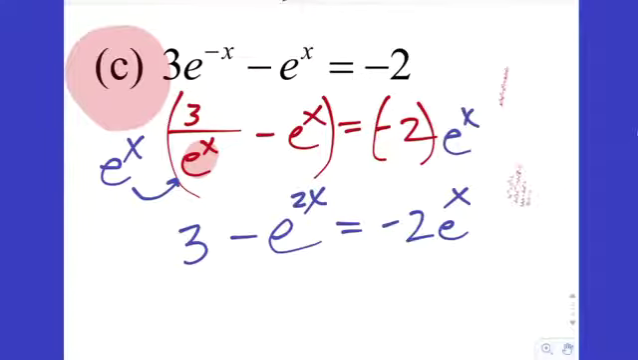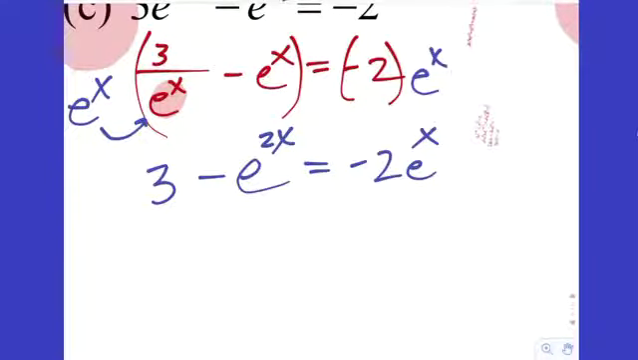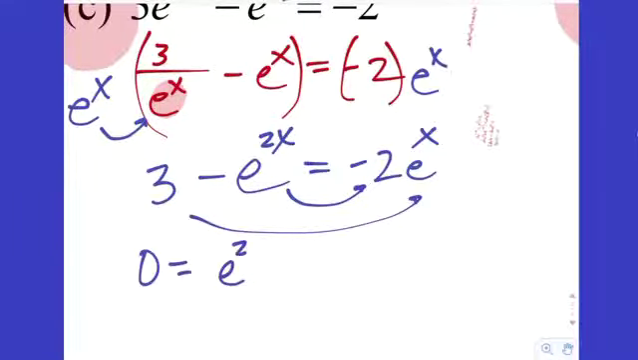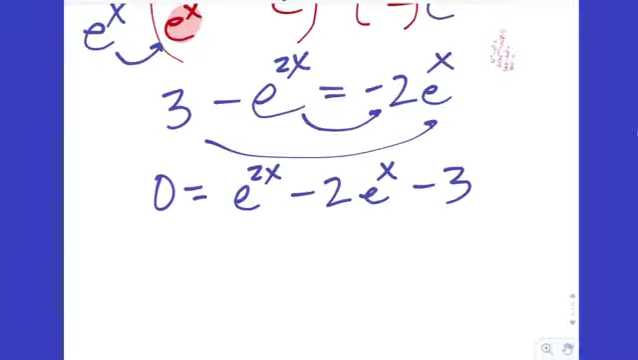So here's what you need to do. I'm going to collect everything on the right-hand side. So I get 0 equals. The negative e to the 2x becomes positive e to the 2x. Then I have the minus 2 e to the x, and then I have minus 3. Does this right here look like anything to anybody that's remotely familiar? Say it louder. It's a quadratic. Very good. It's a quadratic trinomial.